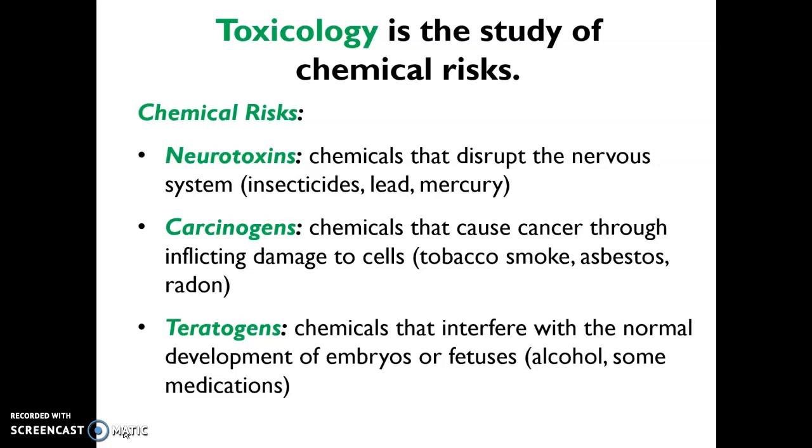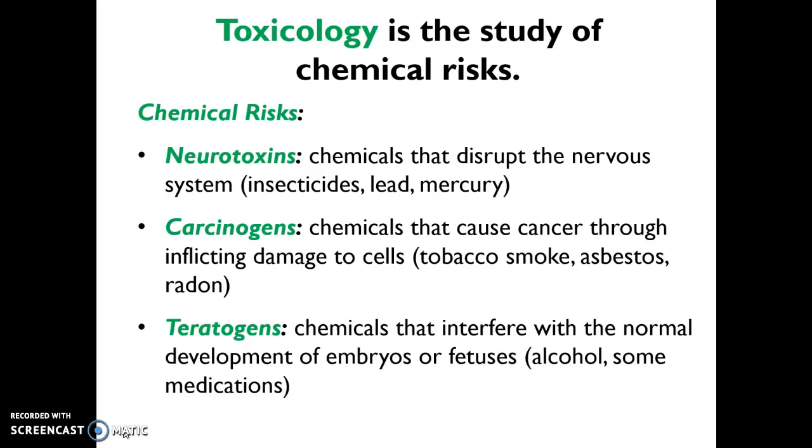The third category of chemical risk is a teratogen. A teratogen is a chemical that interferes with the normal development of embryos or fetuses. So one of the most common teratogens is alcohol. So if a mom drinks alcohol, especially excessive amounts of alcohol, while pregnant, that will affect the development of the baby, including causing great difficulties with IQ and some physical abnormalities as well.